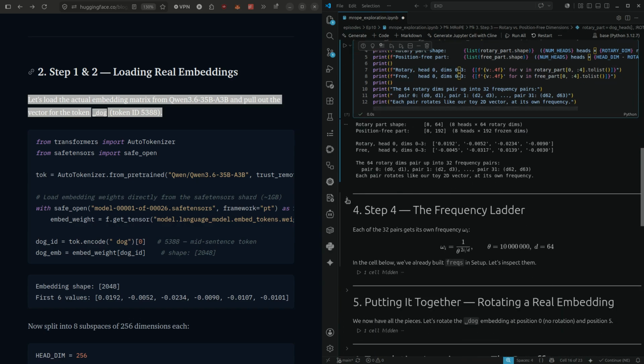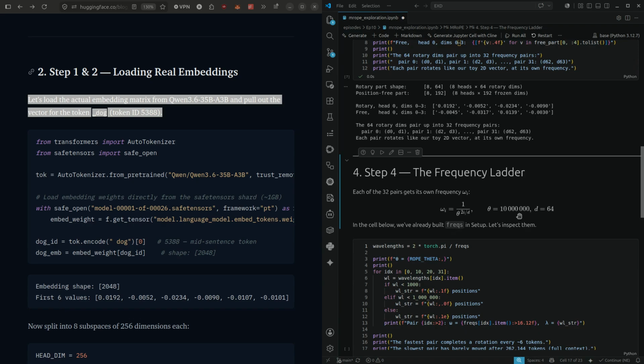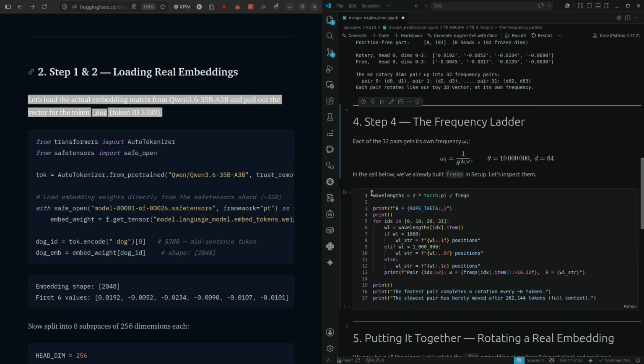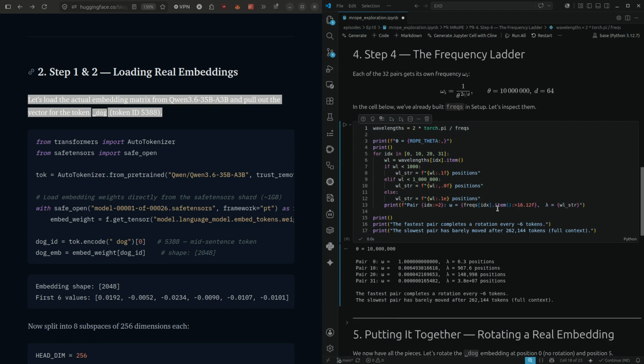So step 4 is the frequency ladder. This was the formula. It's 10 thousand, right? This formula over here. That's what we're implementing. We've already gone over the formula. You can please verify the code yourselves. And what we're showing here is how much of a position difference it takes to rotate the dimension entirely, right?